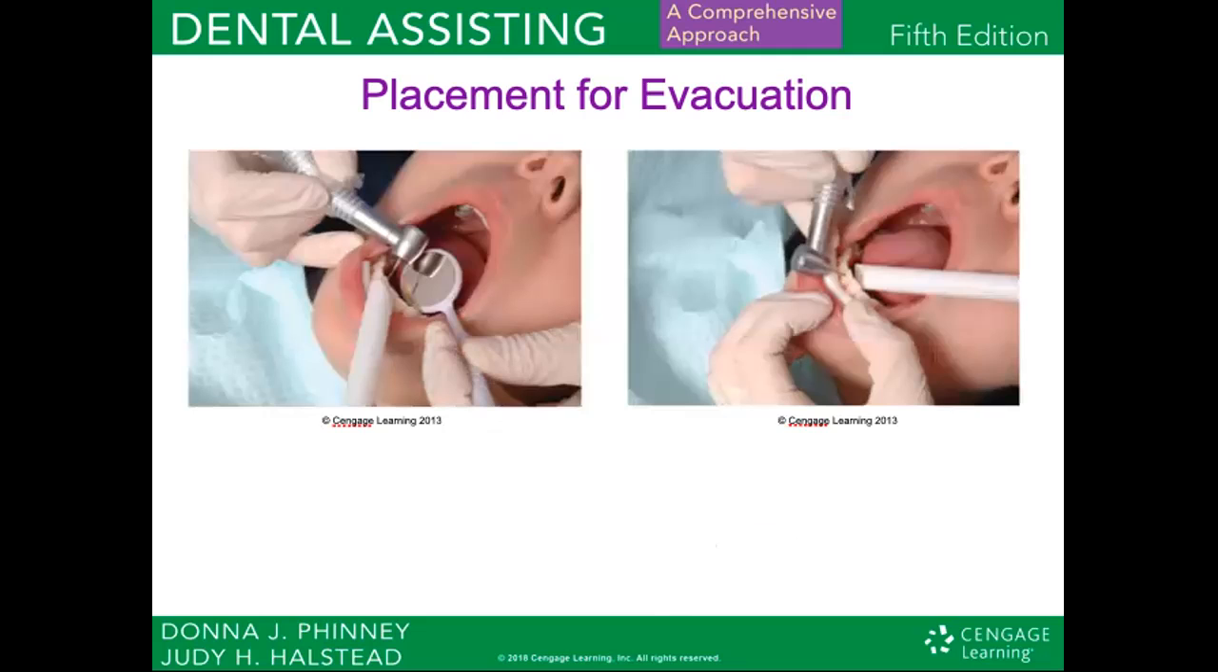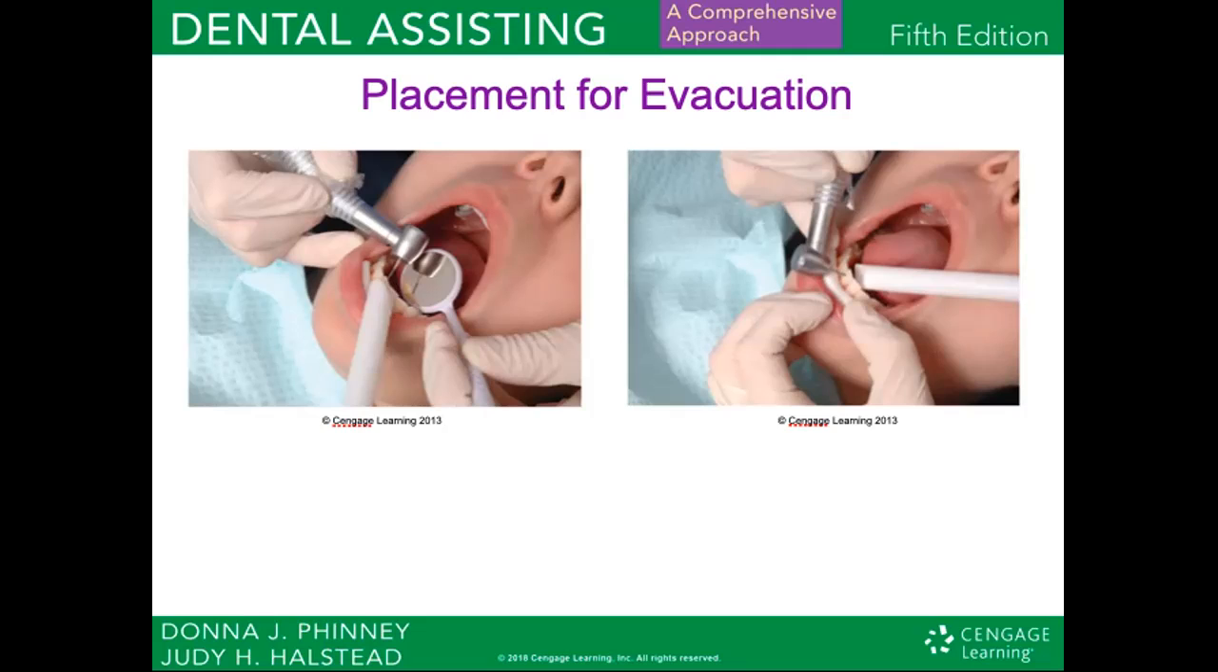With this picture on the left side, we can see that the evacuator tip is positioned on the cotton roll near the facial surface of the teeth, just right underneath the lip area. The lip is retracted with the cotton roll, and the bevel surface of the evacuator tip is parallel to the facial surface. You see that bevel surface going parallel to those teeth there.